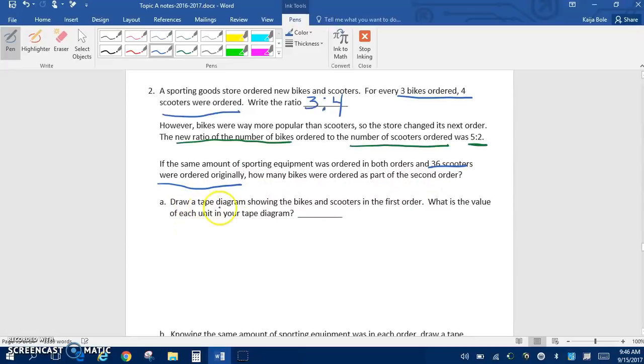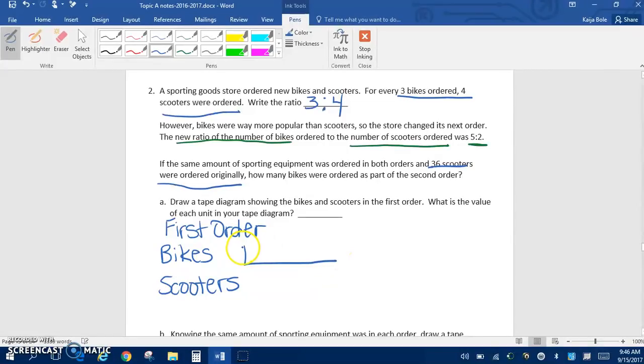Part A says draw a tape diagram showing the bikes and scooters in the first order. What is the value of each unit? So we are doing the first order, which I'm doing in blue, sorry. We are comparing bikes and scooters. If we look at our first ratio up there, the ratio for bikes was 3, so 3 boxes for bikes, to 4 scooters, so 4 boxes for scooters.